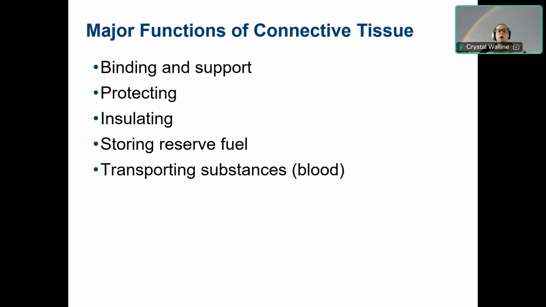In terms of support, a lot of connective tissues are important in providing structure and support to organs. Connective tissue can be used for protecting, like how we see the dermis functioning. It can be useful for insulating and storing reserve energy, which is what we see adipose or fat doing. And it can also be useful for transporting substances, like what we see in the blood.